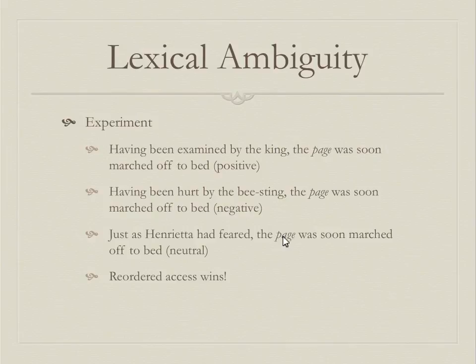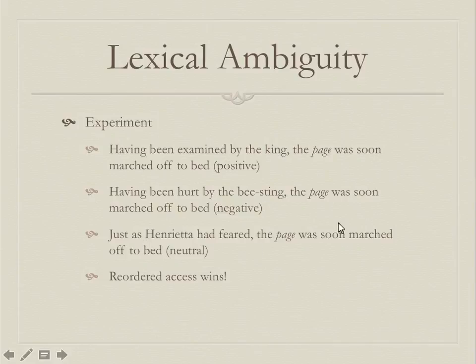So here's an experiment. Having been examined by the king, the page was soon marched off to bed. Okay. And so that is kind of a positive match. Having been hurt by the bee sting, the page was soon marched off to bed. So page there is a lower frequency in our understanding of that sentence. We would normally activate book page first, but king here has ruled that one out.